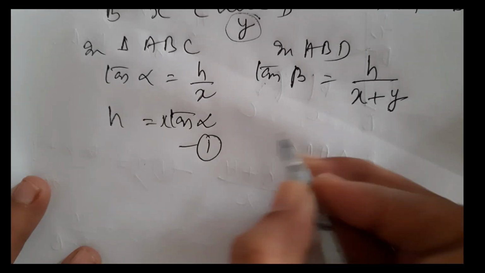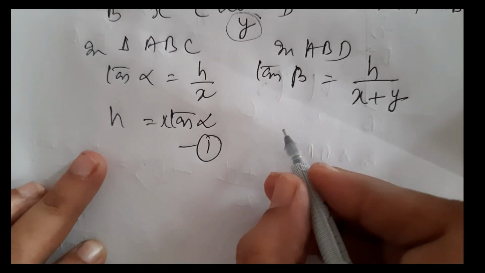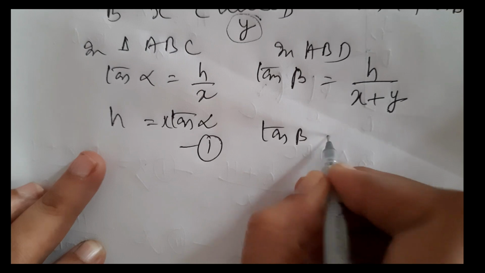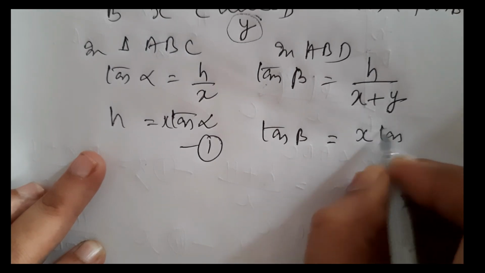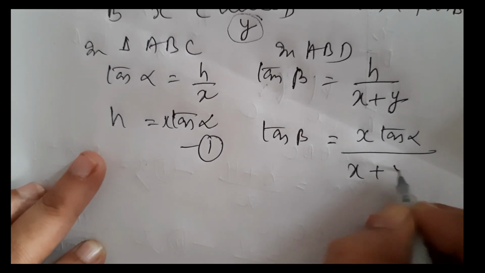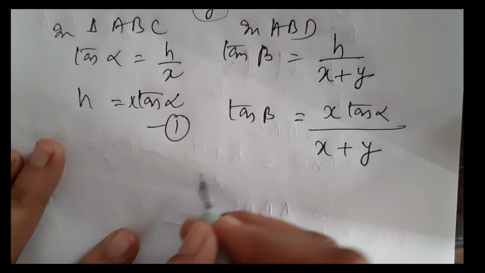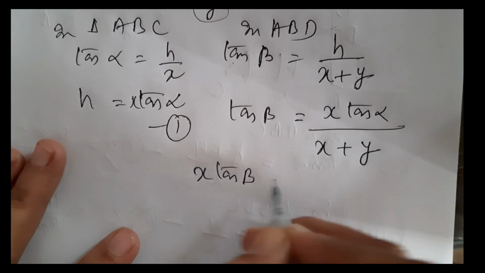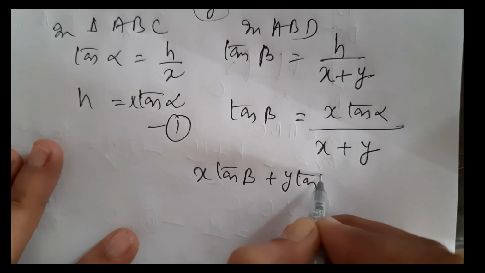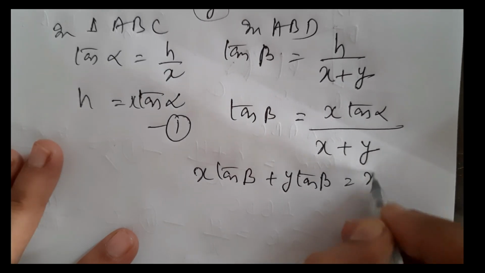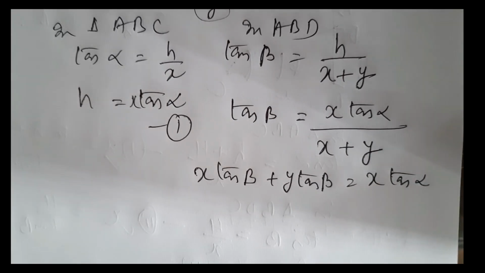Let it be first equation. Now put this value in equation number 1. Tan beta is equal to x upon tan alpha x plus y. Now have the cross multiplication for this term also. x tan beta plus y tan beta is equal to x tan alpha.